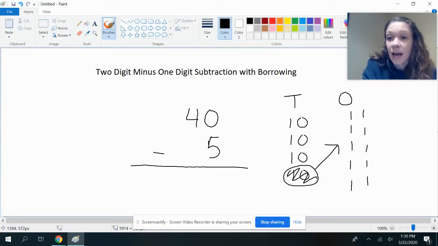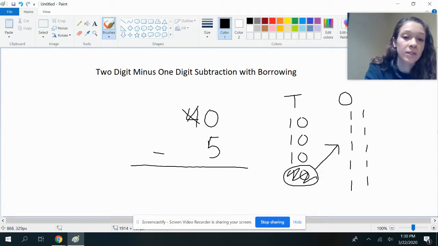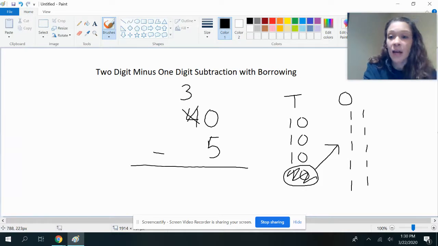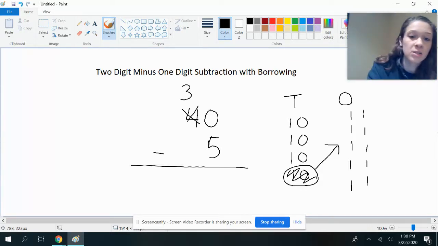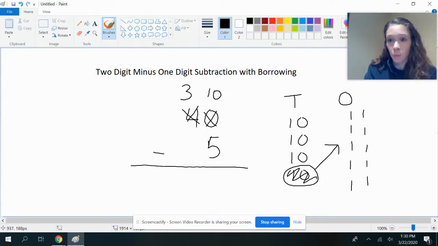Okay, now let's see how many 10s I have left. 1, 2, 3. So I'm going to cross out this 4, make it a 3, and then how many 1s do I have? Well, I had nothing to start with, and then I just brought 10 over. So that means now I have 10 1s. So I'll cross out the 0, and I'll write 10 because now I have 10 1s.